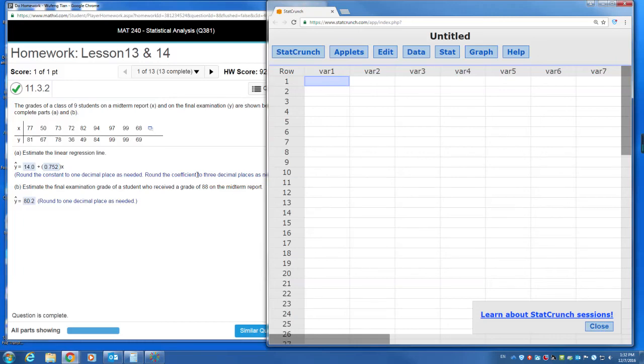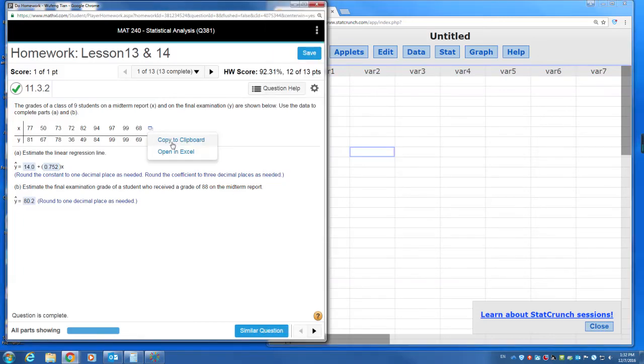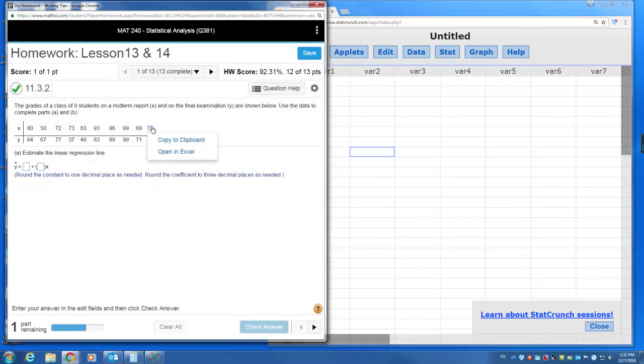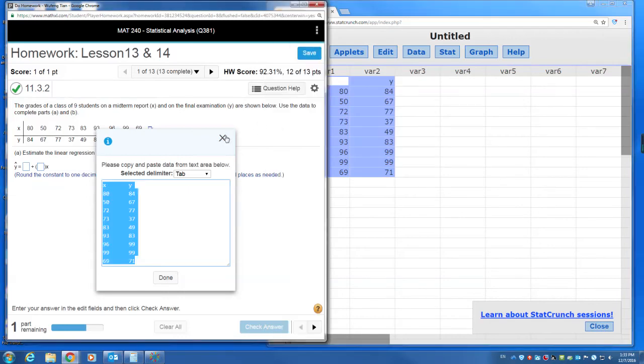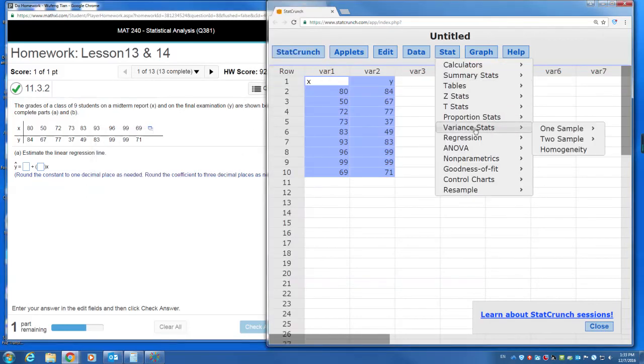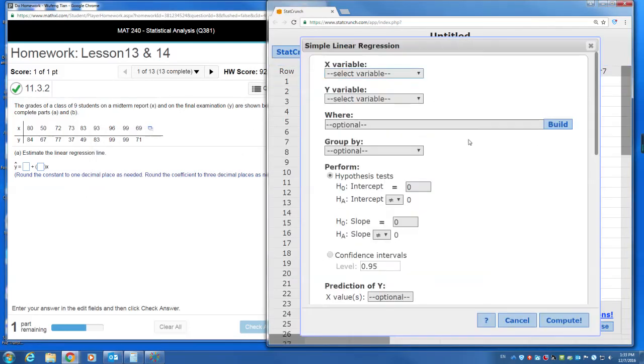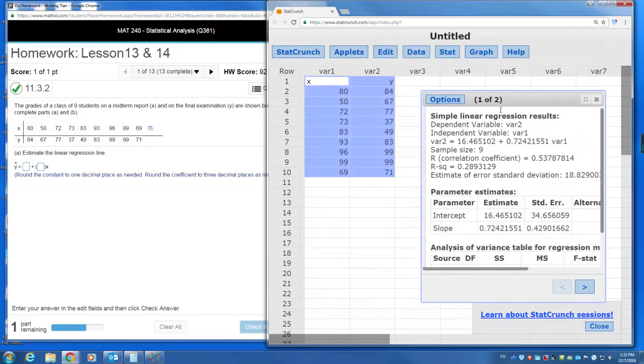Hello everyone, in this video we're going to look at the homework. For the first one, you can do the assignment exercise: Ctrl C, Ctrl V, and then in StatCrunch do regression, linear regression. Choose variable 1 to compute.